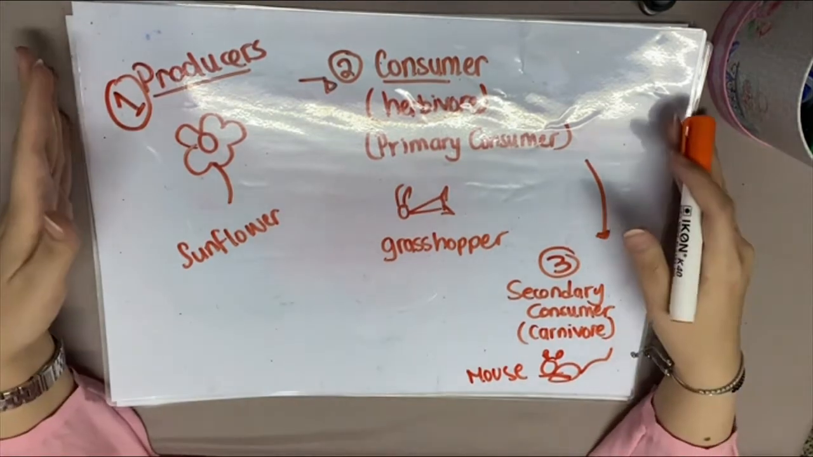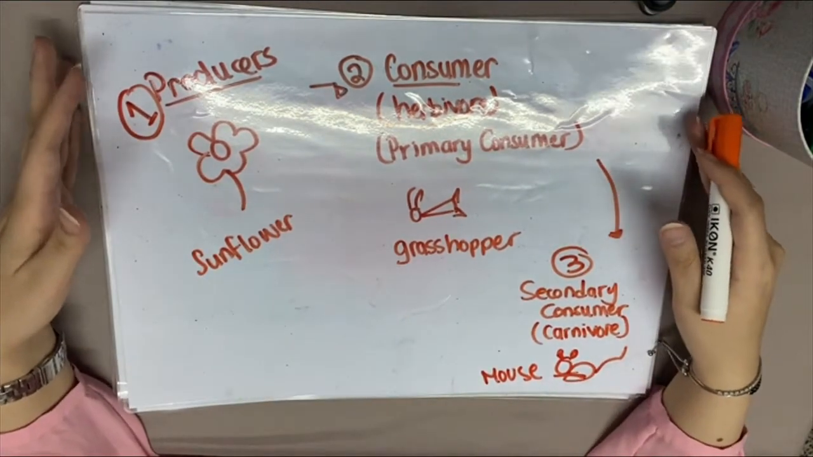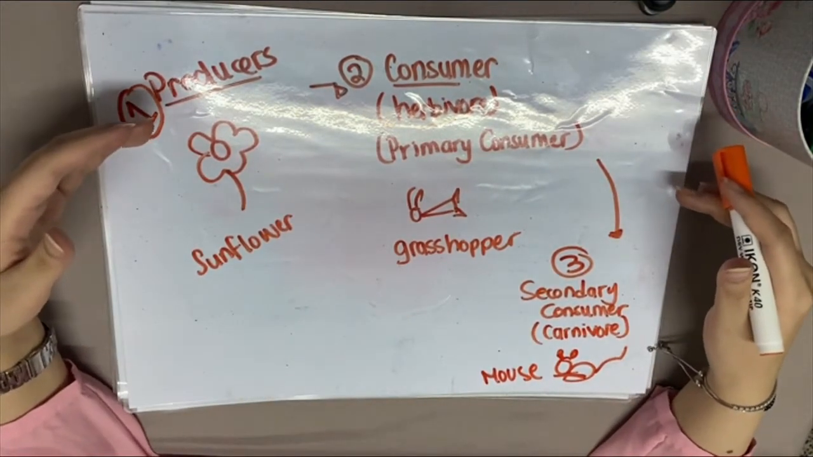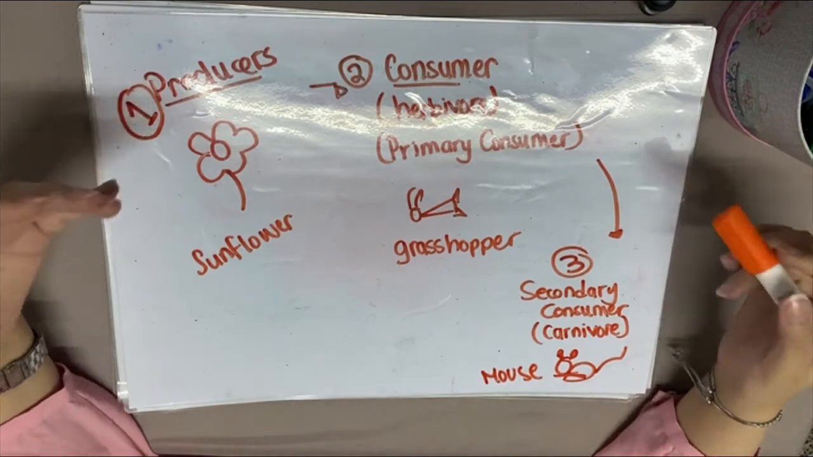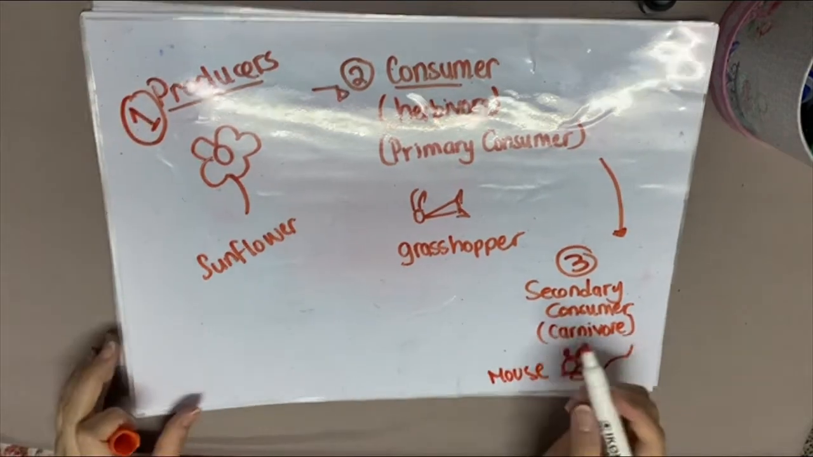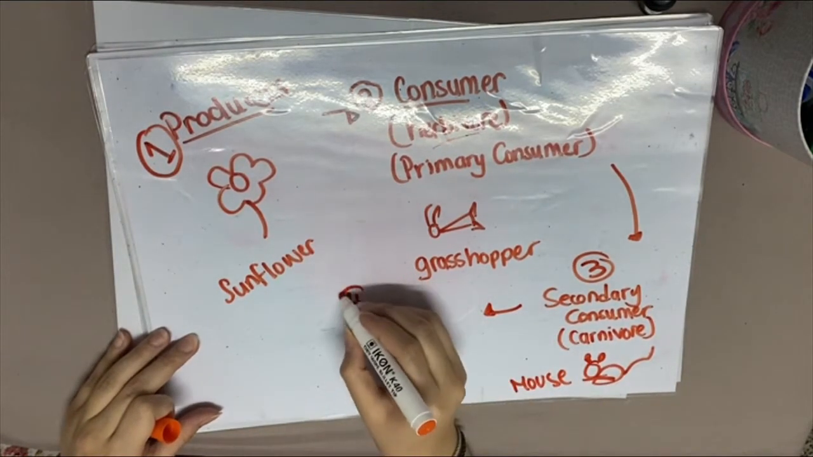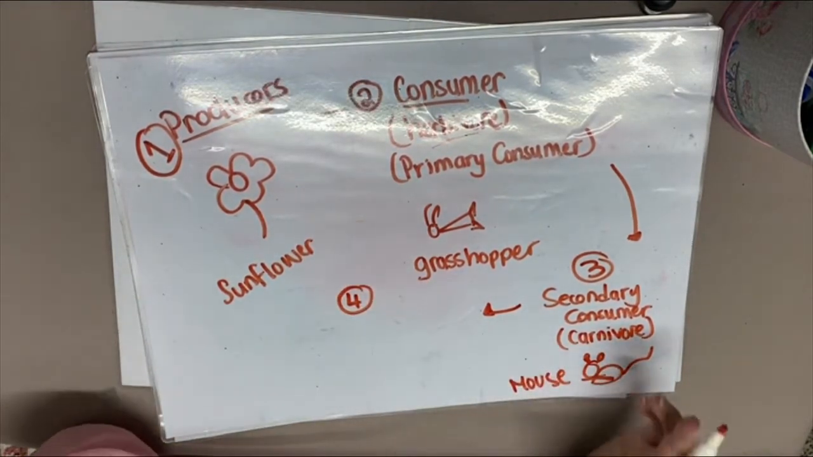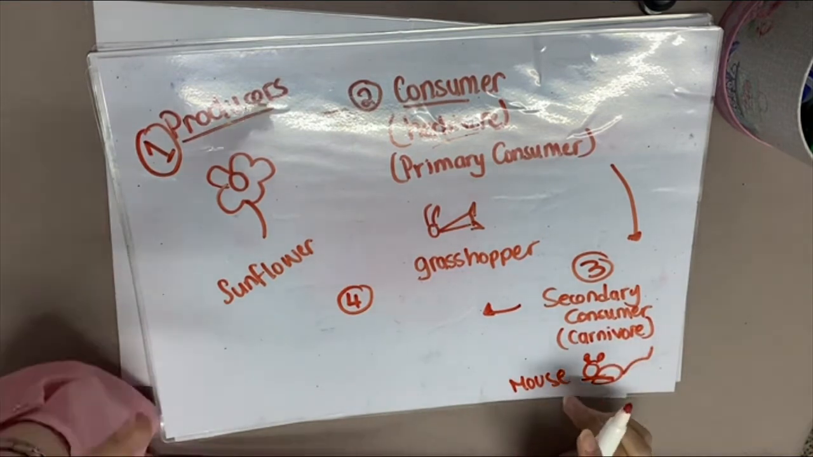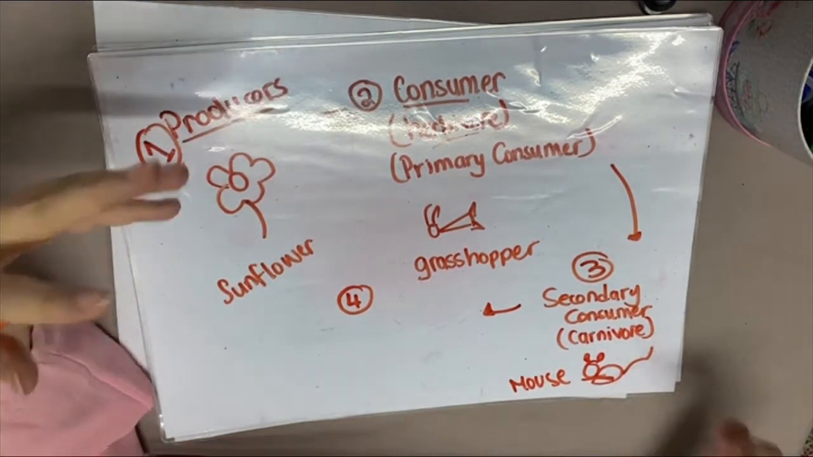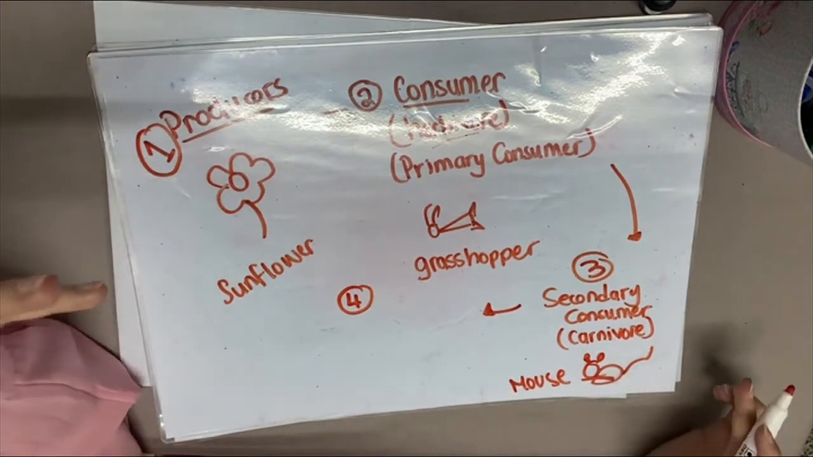So this is our first food chain. Do you think that's it, or should we continue? Okay, well, let's add a tertiary consumer, which is our third consumer, which is a carnivore that gets its energy by eating other animals.